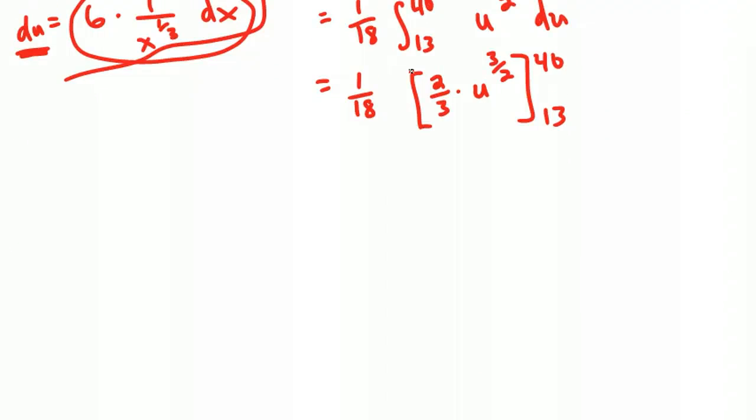Now I like to take this constant, you can take it out front, and I like to just multiply 1/18 times 2/3. Now the 2 and the 18 can become a 1 and a 9, and we still have the 3 in the denominator, so this is really 1/27 times u to the 3/2 evaluated from 13 to 40.